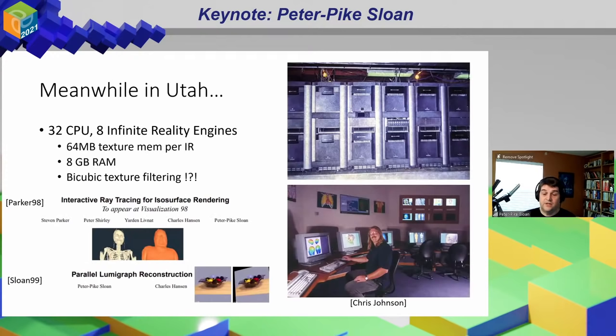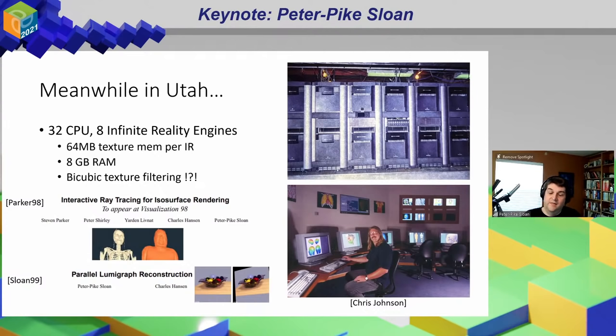So I also was a student at the University of Utah, and Chris Johnson is my PhD advisor. I started grad school in 96. We had this super crazy machine. It was an SGI Reality Monster. It had 32 CPUs, that's not cores. You couldn't put more than one core on a die at the time. And eight of these InfiniteReality Engine pipes. And these again were amazing machines.